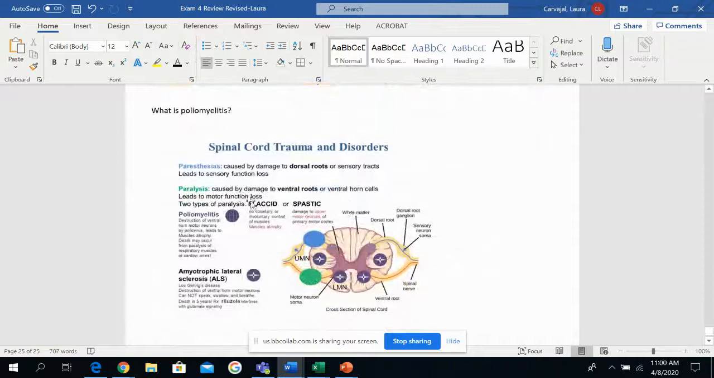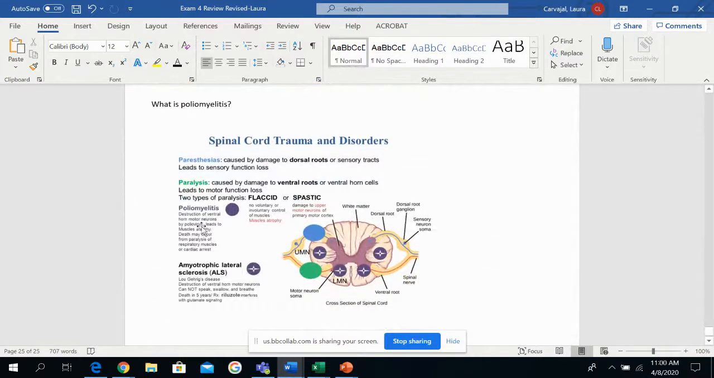And lastly, what is poliomyelitis? Poliomyelitis is basically the destruction of the ventral horn motor neurons by poliovirus, which is something that can be contracted from the outside. Lucky for us, we have not eradicated it, but have developed vaccines against polio, which we are all vaccinated for from a very young age, from when we were first born.